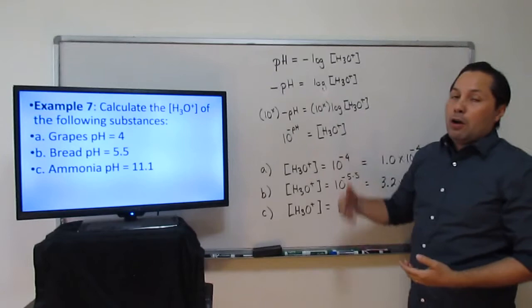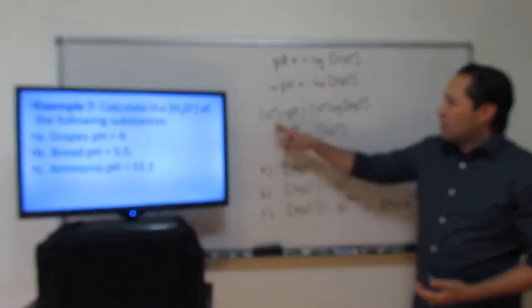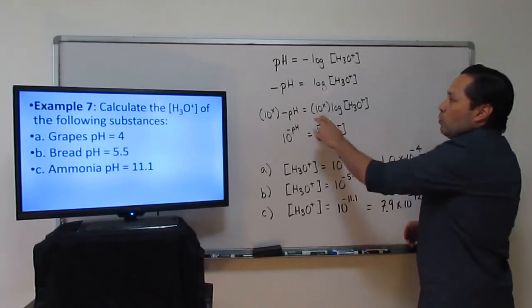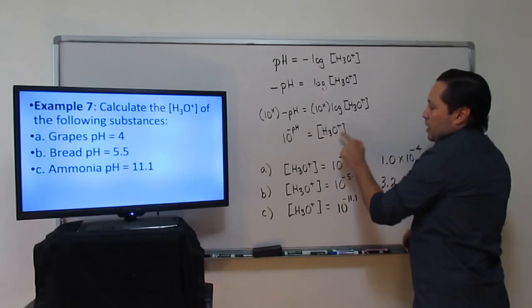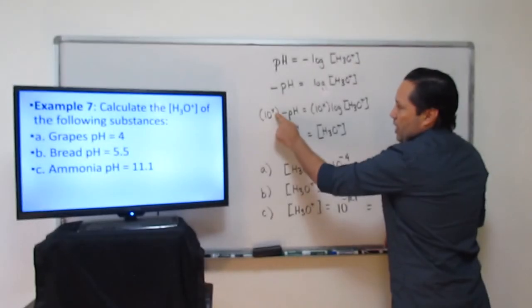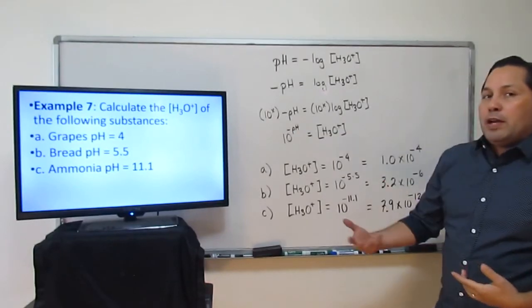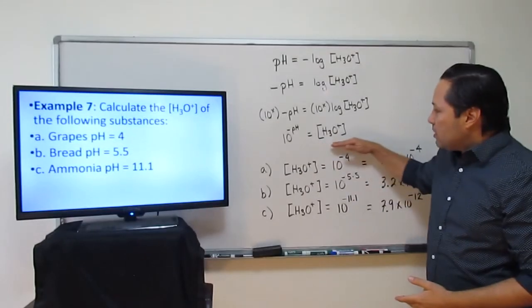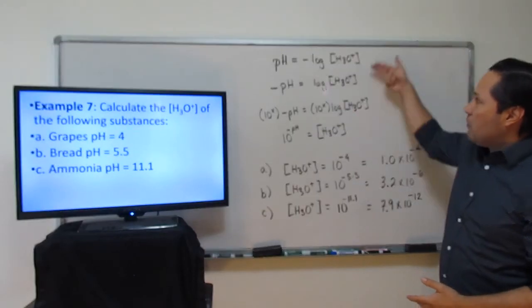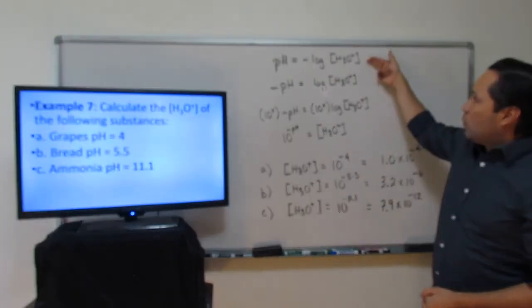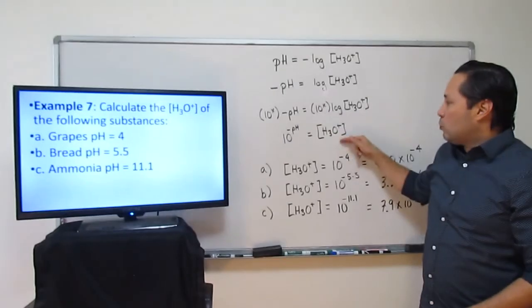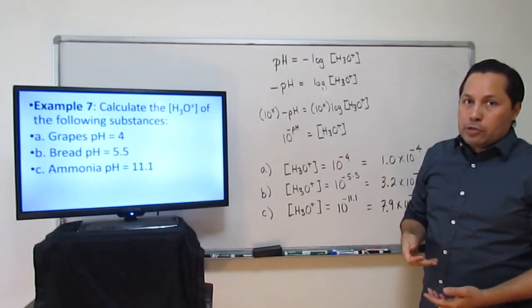Next, how do we get rid of a log? Anti-log. The anti-log is 10 to the x. So when we do that, the log goes away, isolating the hydronium ion, and then 10 to the x is really the negative pH. So it becomes 10 to the power of negative pH. All right, so this is our formula now. They're both the same formula, just rearranged. This is for solving for pH versus this one solving for the hydronium ion concentration.